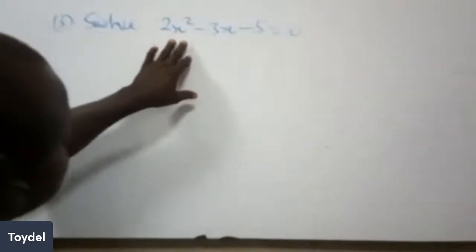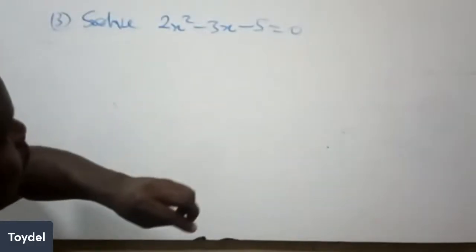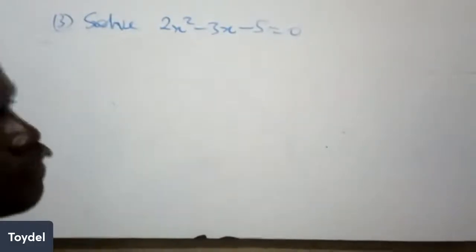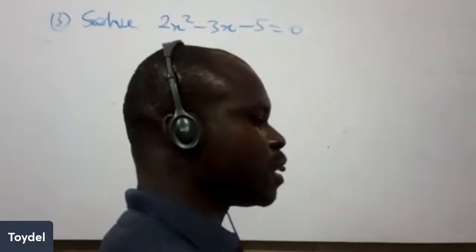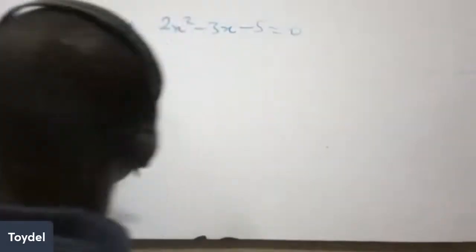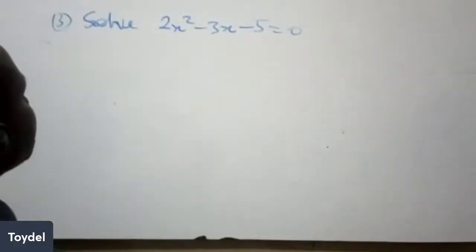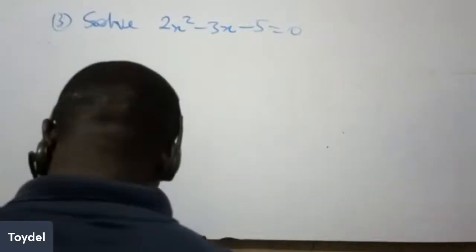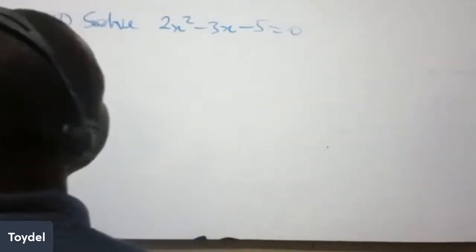Then if you don't want to use that method also, with the aid of a graph, you can solve this problem graphically. Then you trace your roots along the x-axis. So those are the 4 methods that we can use. But I'm going to apply the factorization method here because this question is factorizable.